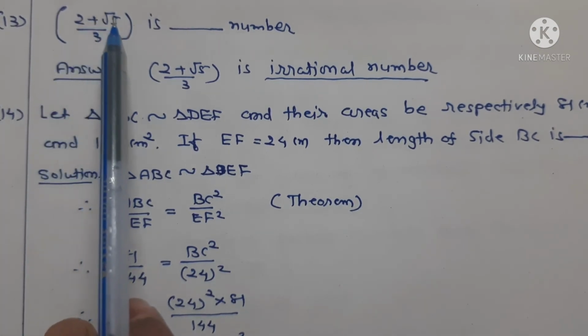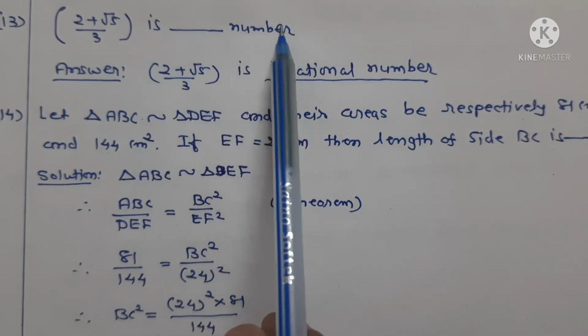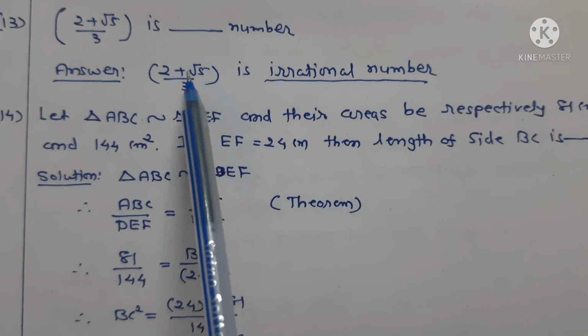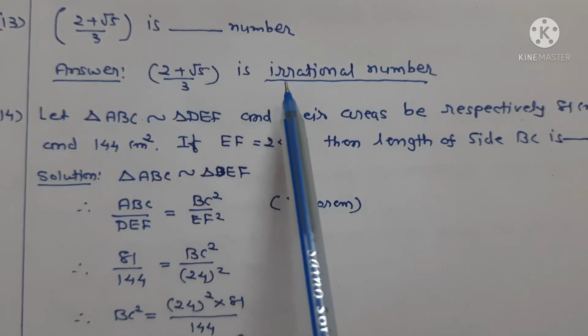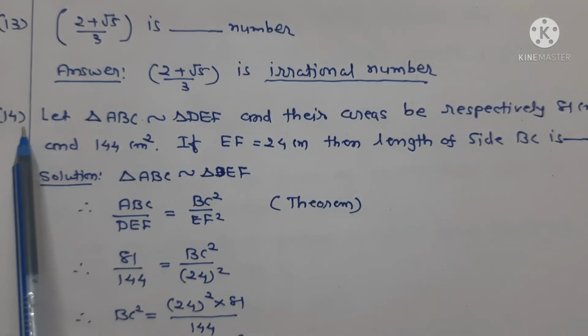2 plus square root of 5 upon 3 is a dash number. 2 is a rational number, square root of 5 is an irrational number, and rational plus irrational is an irrational number. Irrational number is the answer. Now we start question number 14.